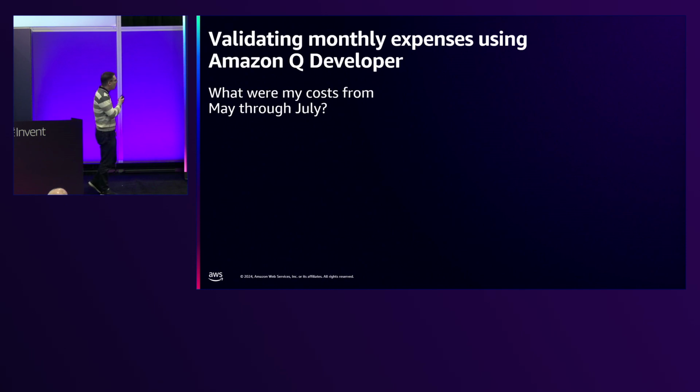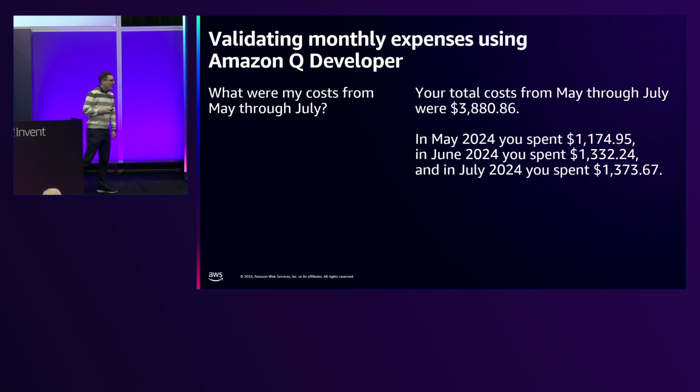Hey Q, what were my costs through May through July? Now, when you ask a question for Amazon Q, you have to be very specific because Amazon Q has multiple agents. You have to make sure that the cost agent responds. Here, we are leveraging prompt engineering, so Q exactly identifies that this question is related to cost. We are also exactly describing the range through May through to July.